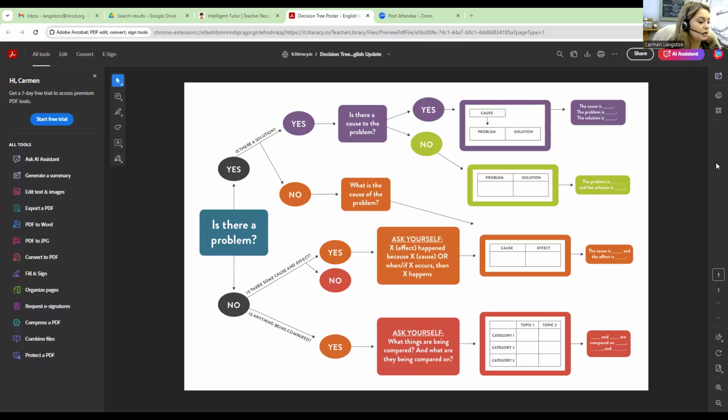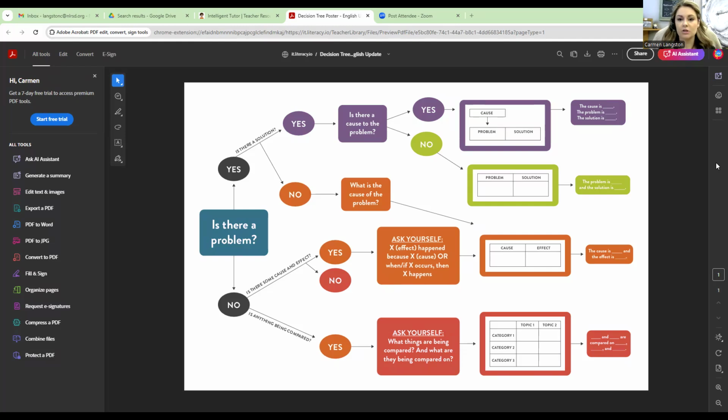All right, now we're going to find the main idea of that story. Remember, the main idea is what the story is mostly about. We can find the main idea by first deciding on what the text structure is of our story. We are going to do that today by looking at this decision-making tree.